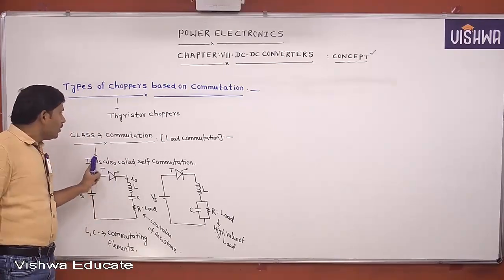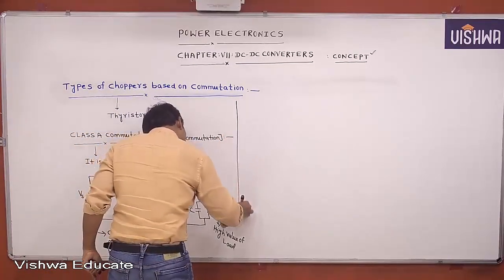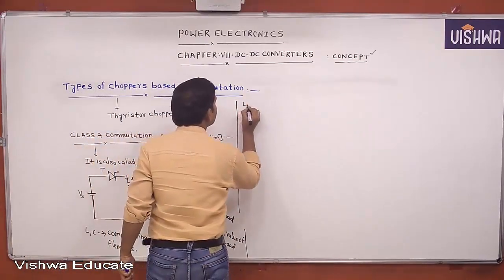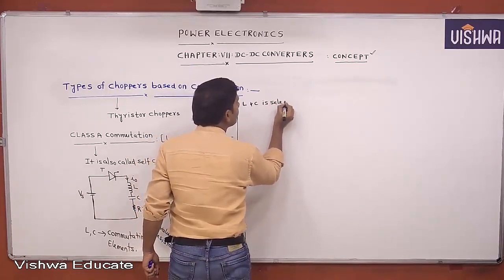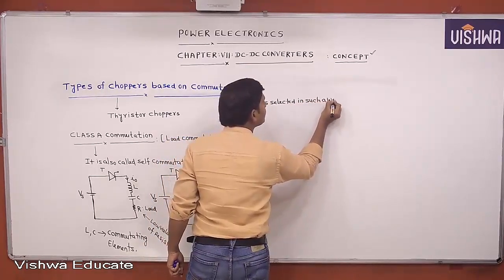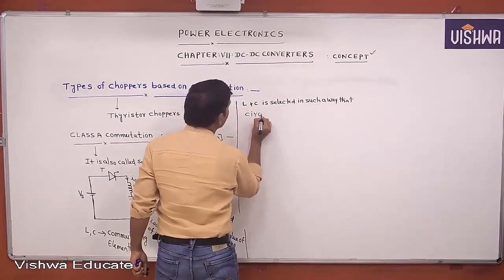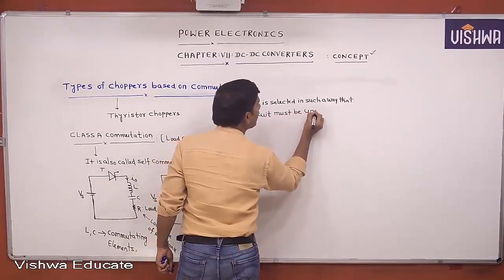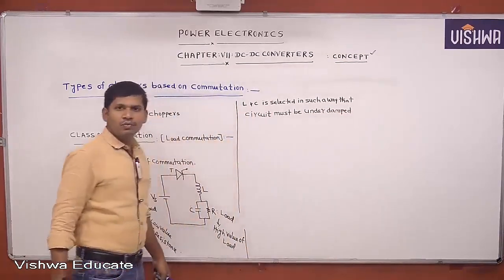Then, in load commutation, L and C must be selected in such a way that the circuit is underdamped. We can select the L and C elements in such a way that the circuit must be underdamped.